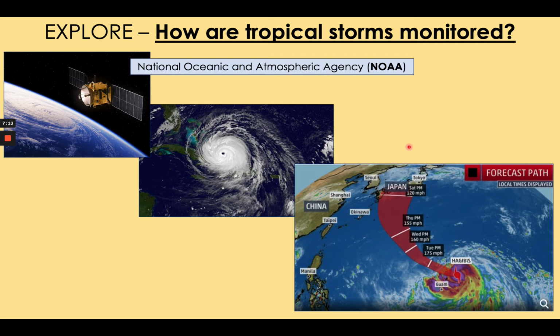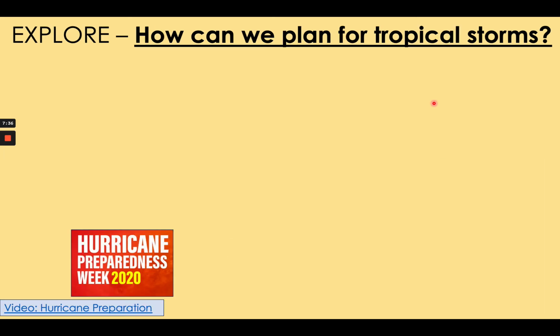So tropical storms are monitored using satellites and other technologies, but principally satellites. They're monitored for their wind speed, their power, which is their intensity, and their track, their direction. And they're also monitored to find out whether they will form at all. And how is this information used specifically? How do we plan for tropical storms?